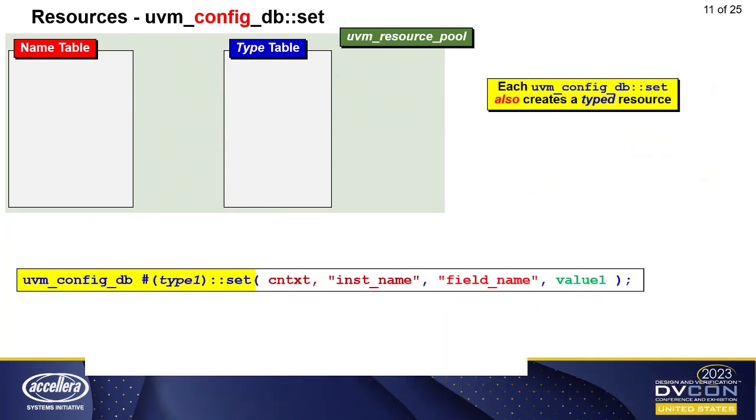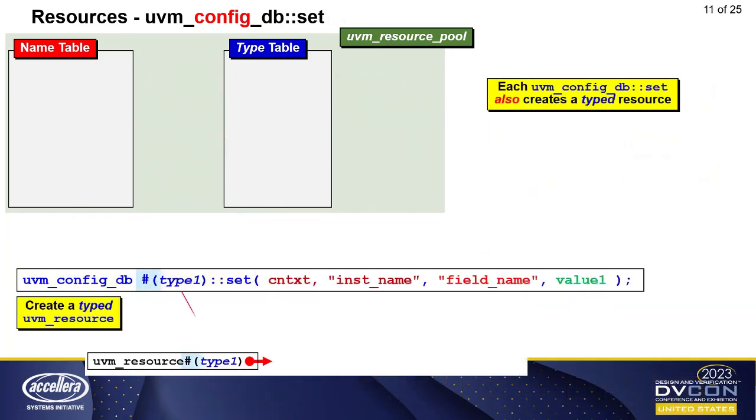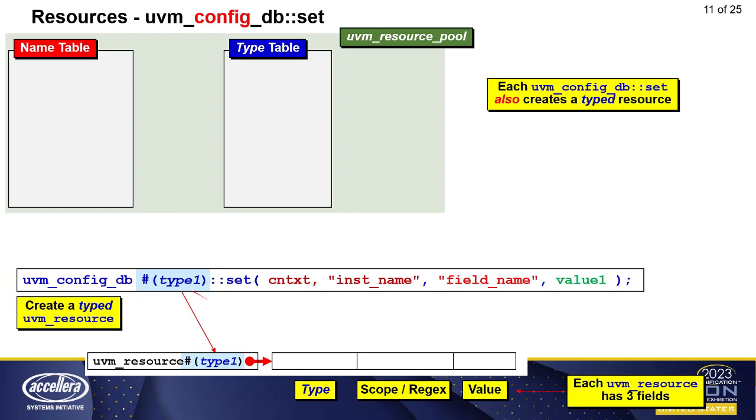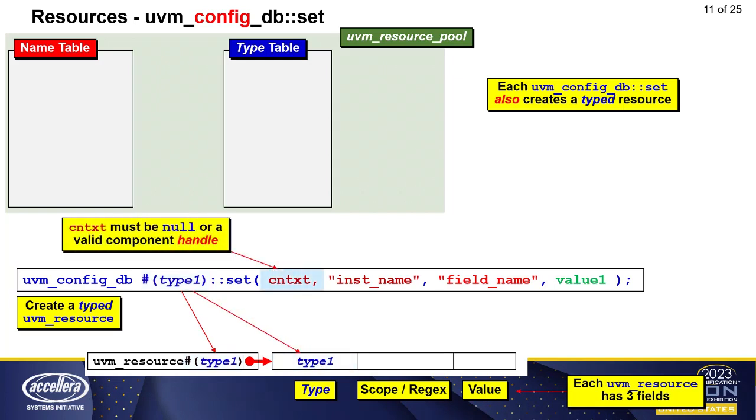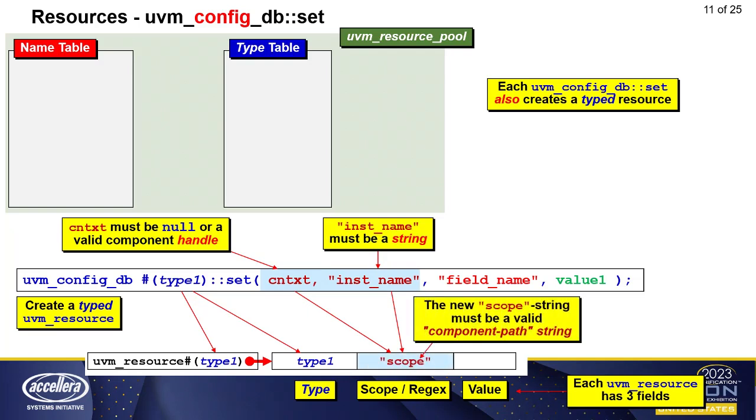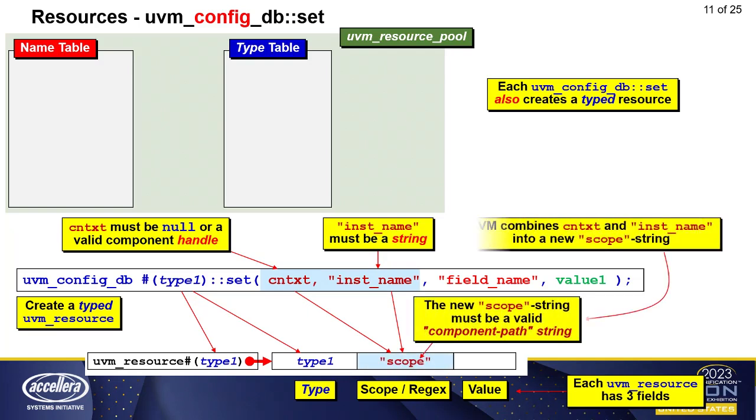Each UVM config DB set command also creates a typed resource. The resource type is again stored in the type field. The context argument must either be null or a valid component handle. The inst name must be a string, and the newly stored scope string must be a valid component path string. UVM uses a set of rules to combine the context and inst name arguments into a new valid scope string. And finally, the value is stored into the value field of the resource.